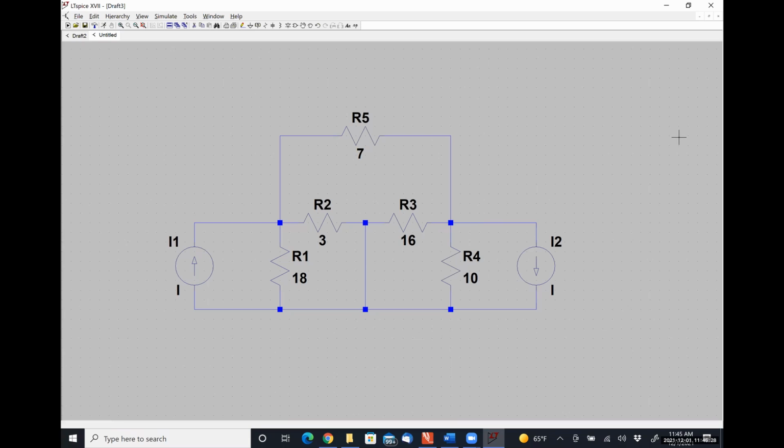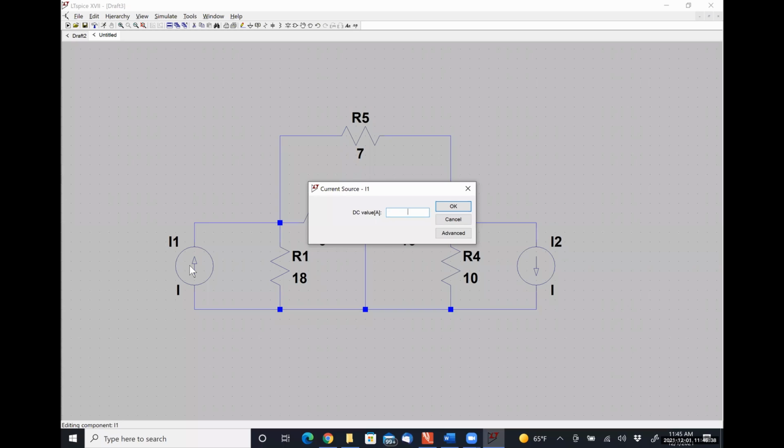So to enter in the value of the current source, we simply mouse over the middle of the element and right click. And it asks us for a DC value, which is what we're going to be using. But before we simply put in 2 amps here, I'm going to click on this advanced button and show you guys a couple of things.